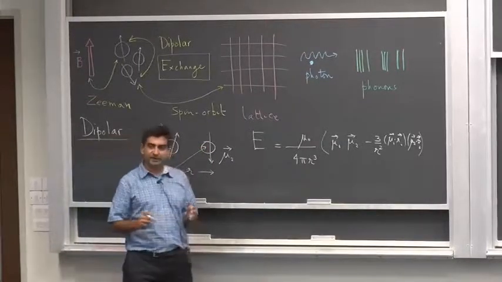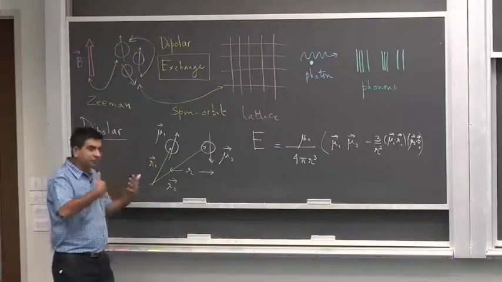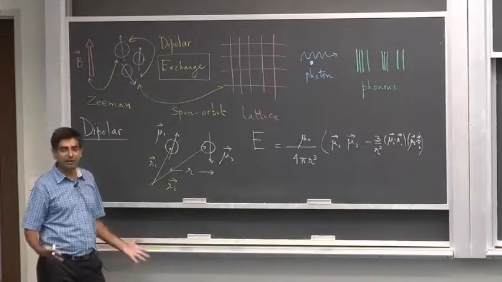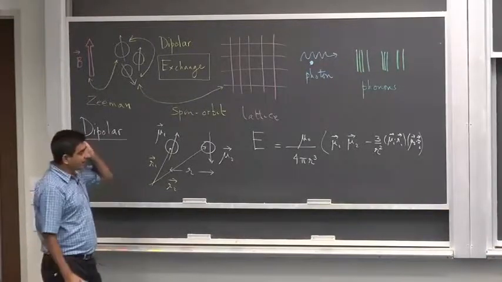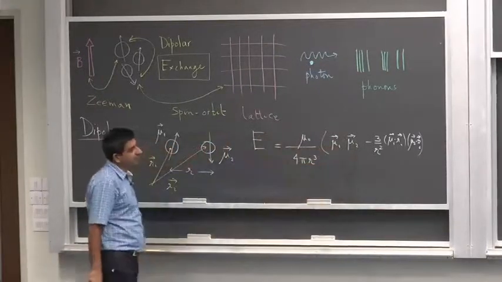So there is an interaction energy associated with these two tiny magnets. Each one of them carries a magnetic moment, mu1 and mu2. Now this can be derived, and I'll put this as a homework problem in the second homework.